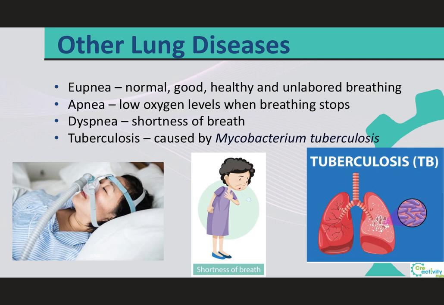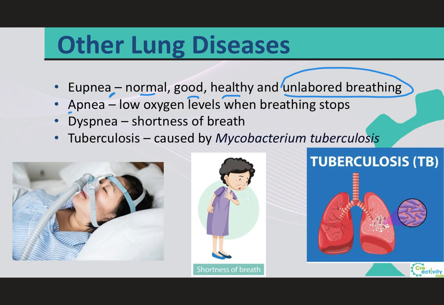But first, let's talk about eupnea, which basically is normal, good, healthy, and unlabored breathing. Sometimes it's known as quiet breathing or resting respiratory rate. In eupnea, the expiration employs only the elastic recoil of the lungs, so the natural recoil. There are no muscles helping in this process.